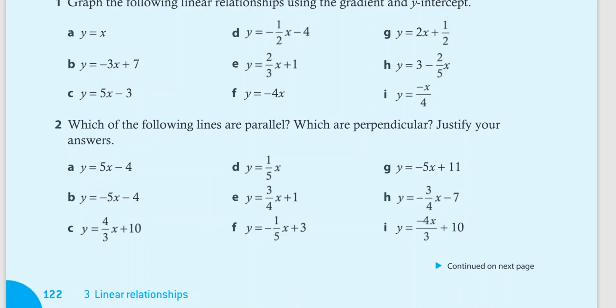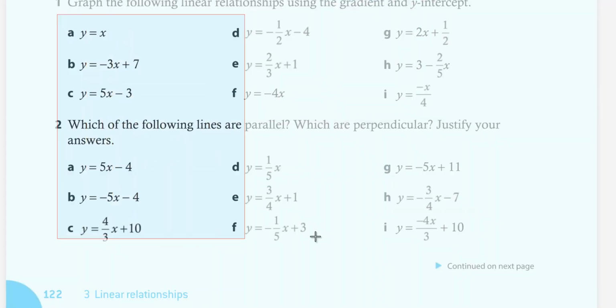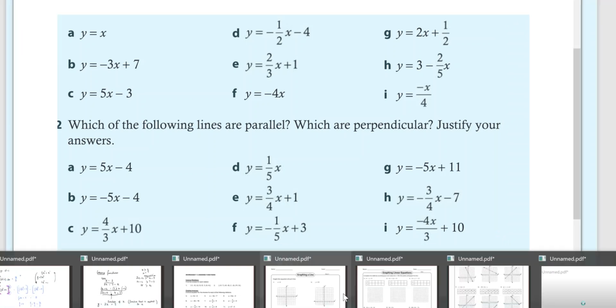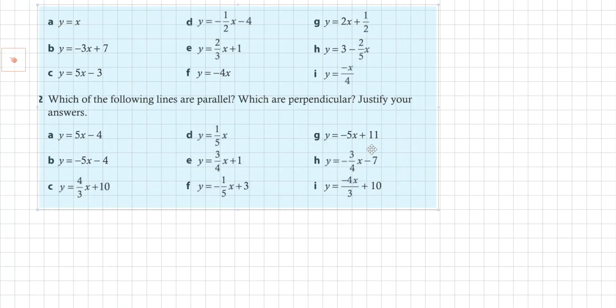Right, so question 1. Let me take a quick snipping so we can just talk about these. Question 1 is probably the easiest one, which is nice because you wouldn't want question 2 to be easier than question 1. All right, just so you're all good, because a couple of them can be a bit tricky. What is the gradient and intercept for A, for instance?